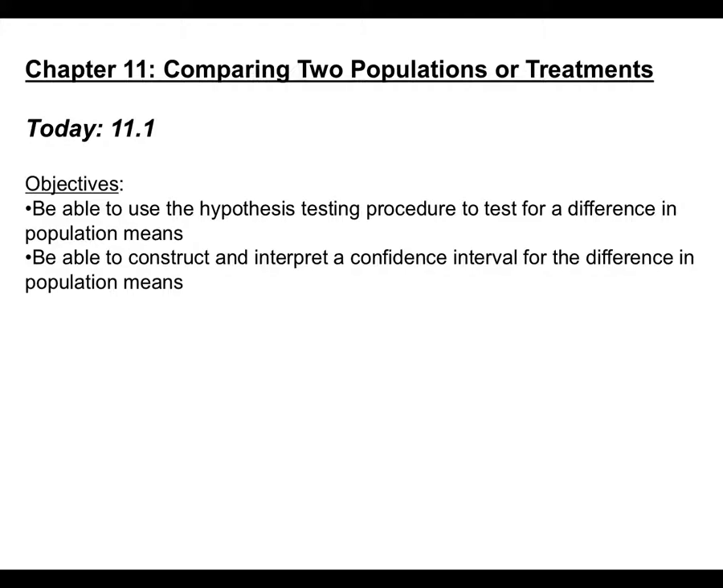Okay, so today we're doing section 1. We're doing section 1 today, tomorrow, and Thursday. So we're going to talk about a hypothesis testing procedure for the difference in population means. Before today, we did hypothesis tests with one population. We either looked at proportion or we looked at mean. Today, we're going to be comparing two different populations. So we're going to talk about hypothesis tests and confidence intervals.